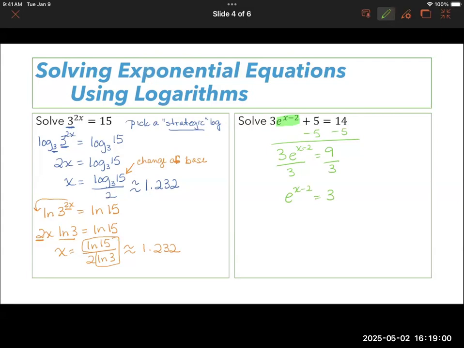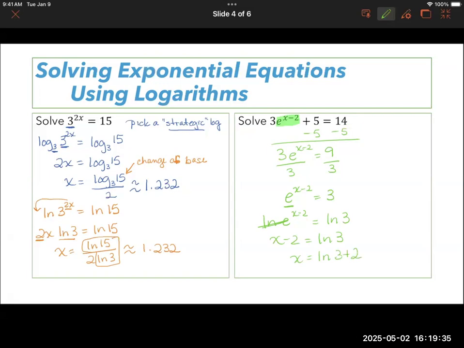And then because our base is e, we will want to use natural log in this case. That's our strategic pick. We will take the natural log of both sides. And so here the natural log and the e basically cancel each other out. So we have x minus 2 equal to natural log of 3. And then we'll add the 2 to both sides to isolate the x.